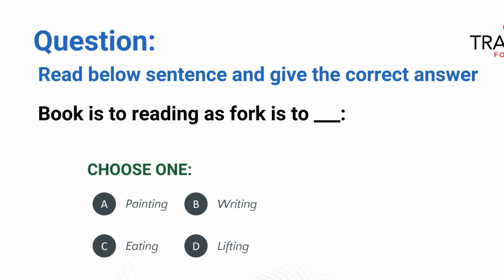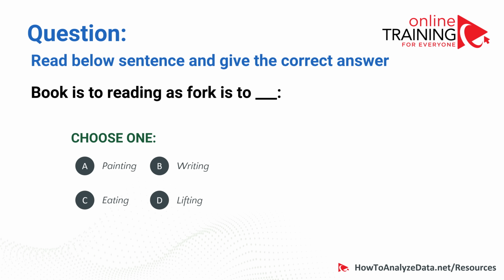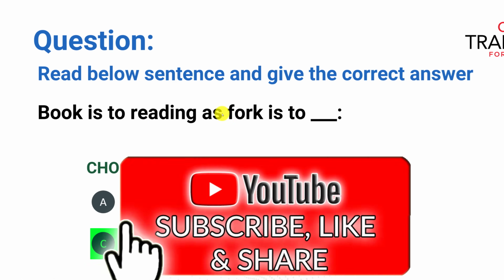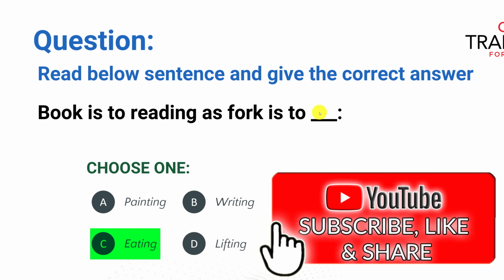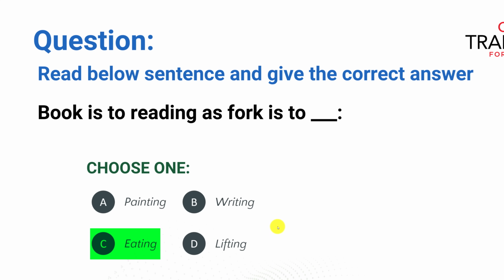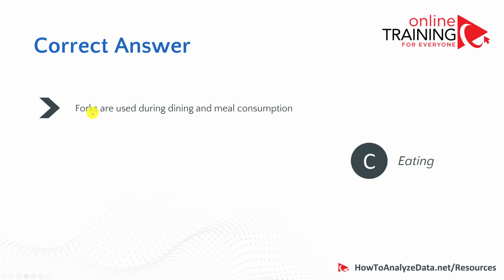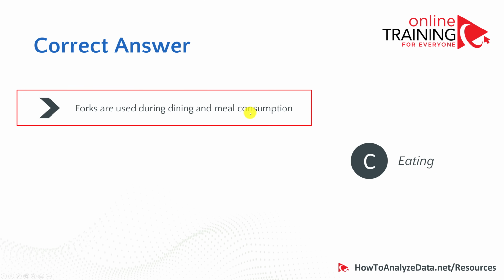I think it's pretty obvious here. But let's look at the right answer. So the correct answer is obviously eating, right? Because book is to reading. This is an activity associated with reading, as fork is to eating. You use fork during the meal consumption. So the correct choice is C. And that's because forks are used during dining and meal consumption. Hopefully you've got this one right.